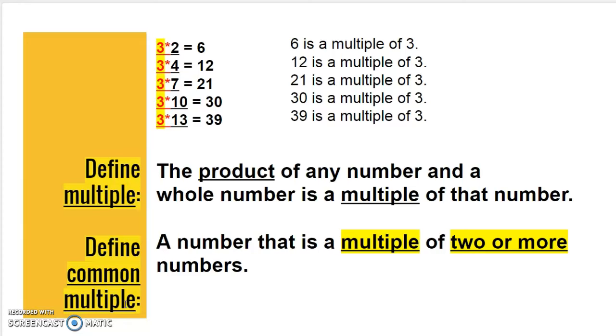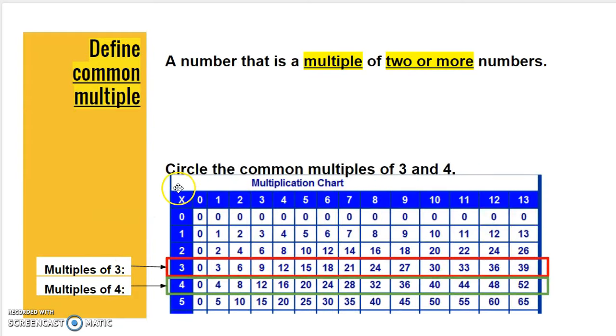So what does that look like? On your notes, underneath the definition of common multiple, you have a section of a times table chart. And what I want you to do right now is you're going to pause the video and you're going to circle all of the multiples of 3 and 4 that they have in common.